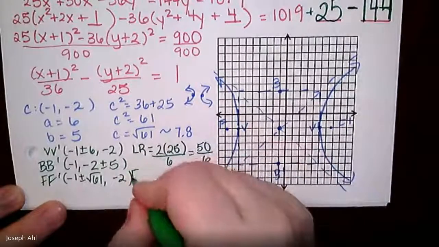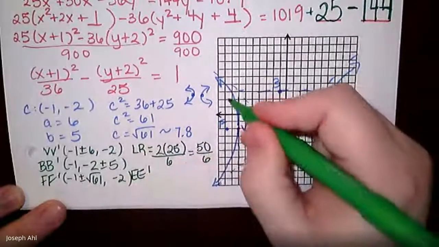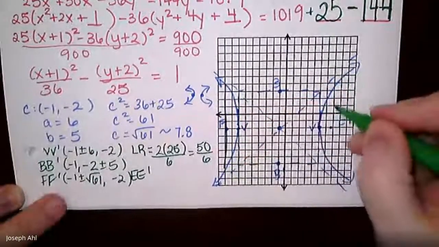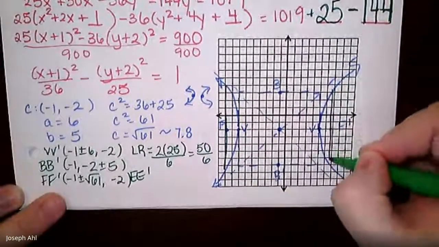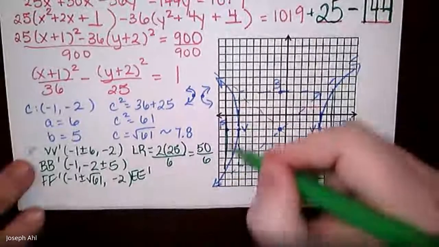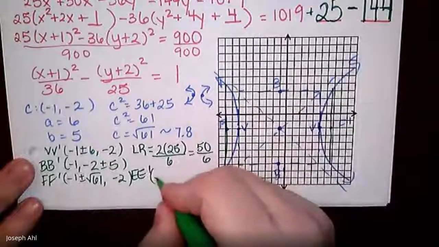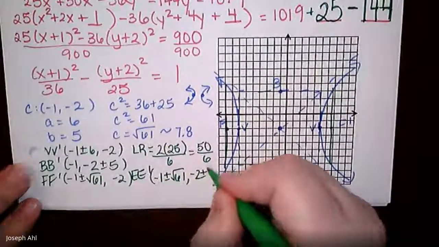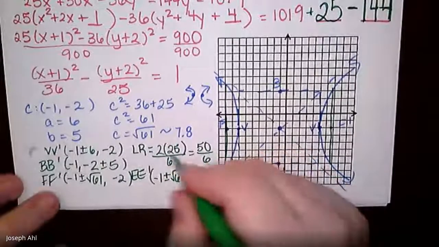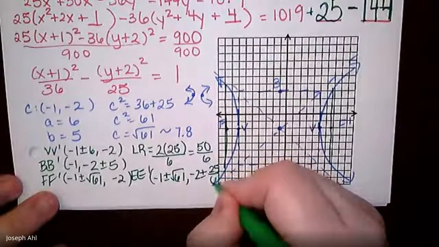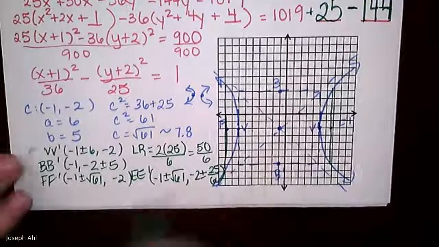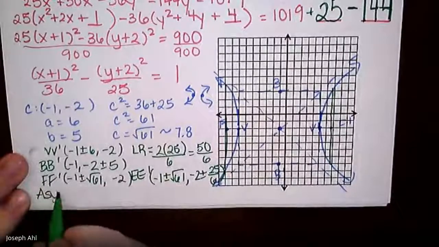All right, the ends of the LR, E and E prime, that's the ends of these vertical segments here. Those are going to be in line vertically with the foci, so -1 plus or minus radical 61. From the -2, we have to add and subtract half of that, which would be 25 over 6. Sorry, I have to squeeze that in there. Hopefully you can read that. -2 plus or minus 25 over 6.